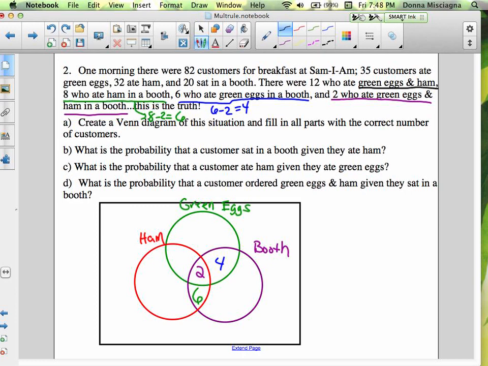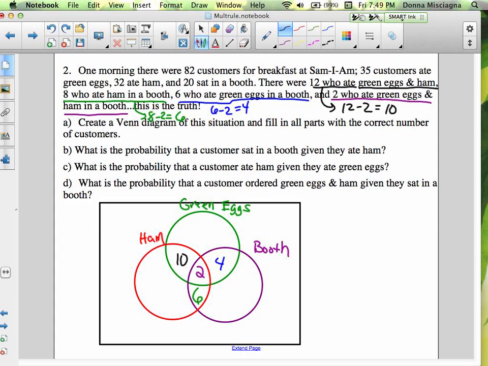So of course 12 doesn't go there, right? Let me underline 12. It's 12 minus the 2 who ate everything in the booth. So the 10 goes there. If any part of this is not clear how I got the numbers, please ask in class, and I'll go over this again with you, or I'll make up another Venn diagram to go over with you. So we're working on part A here, which is creating the Venn diagram and filling in all the parts with the correct numbers.